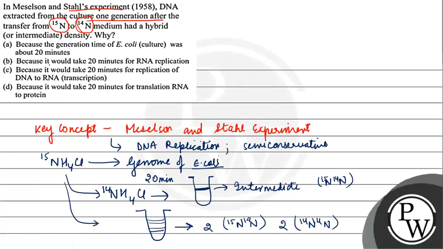Our options are: because the generation time of E. coli was about 20 minutes, because it would take 20 minutes for RNA replication, because it would take 20 minutes for replication of DNA to RNA, because it would take 20 minutes for translation of RNA to protein.